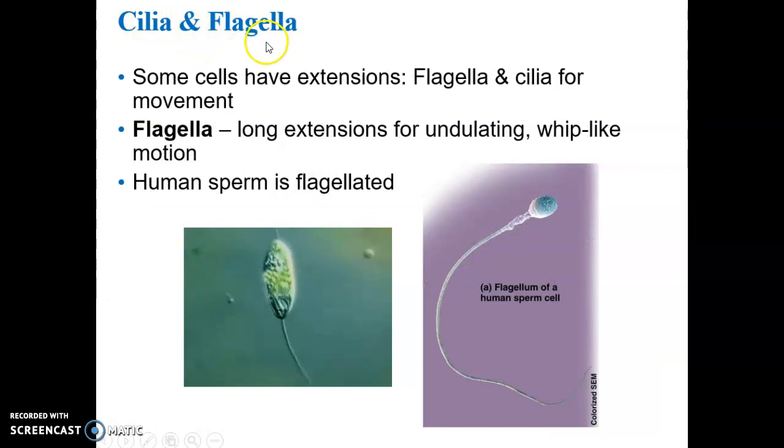Okay, so cilia and flagella. Some cells are ciliated and some cells are flagellated. So some cells have these extensions of the plasma membrane. Flagella are long, and usually not that many, one, two, or three. And cilia tend to be pretty short and very numerous, just like maybe the hairs on your arm. So flagella, long extensions, whip-like movement of the cell. And the only flagellated cells in humans are human sperm cells.